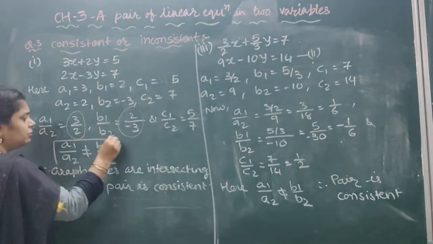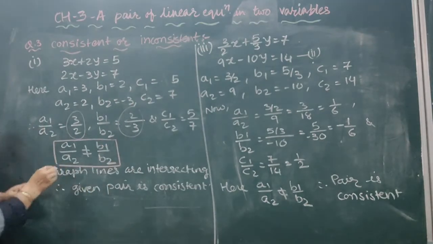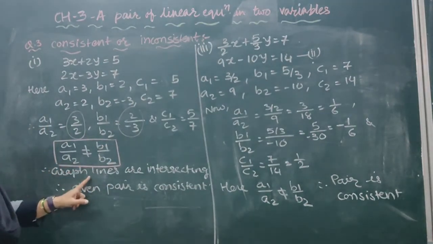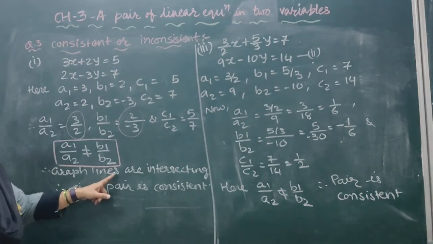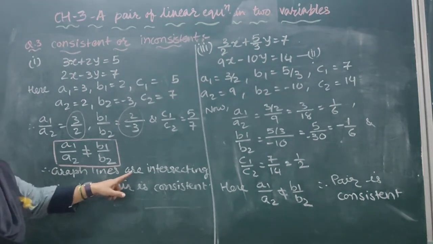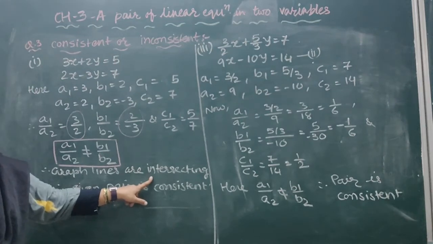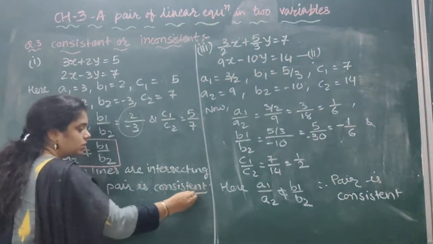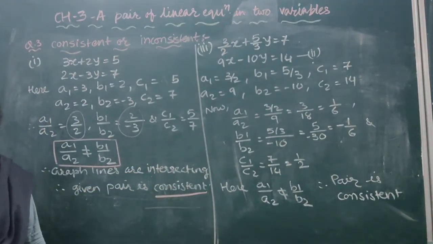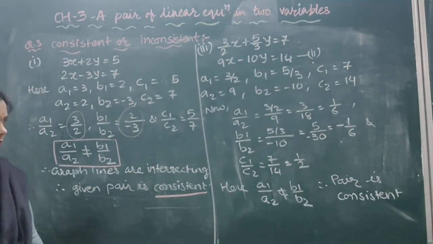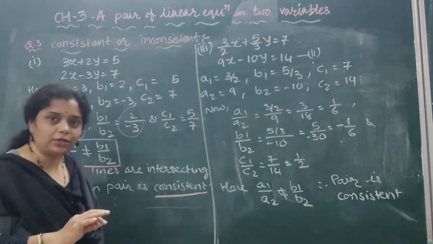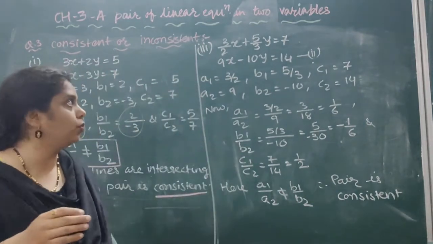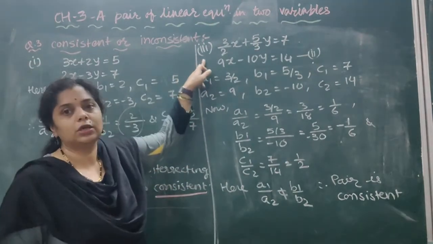Once we get that a1 by a2 is not equal to b1 by b2, we know that the graph of the given pair of linear equations consists of intersecting lines. And if they are intersecting lines, the given pair must be a consistent pair of linear equations. Okay, got this point? The next sum is easy, so you can do it on your own. Now we will move to the third one.